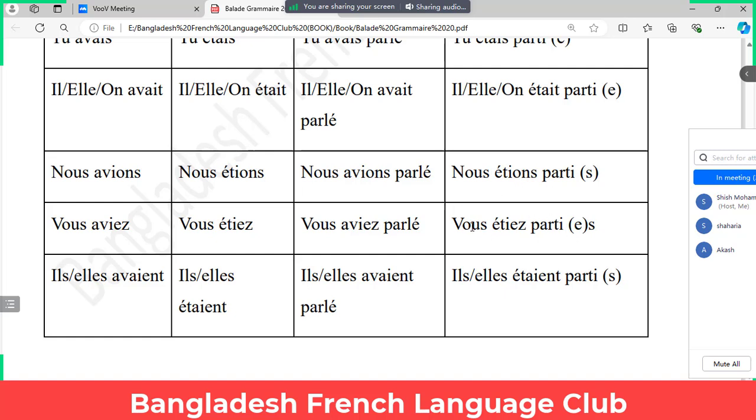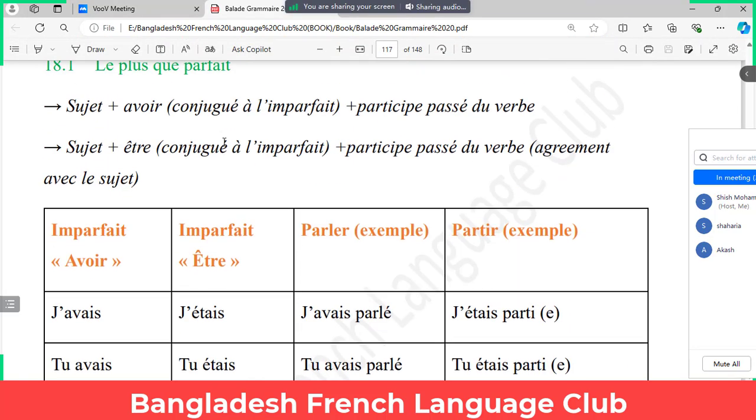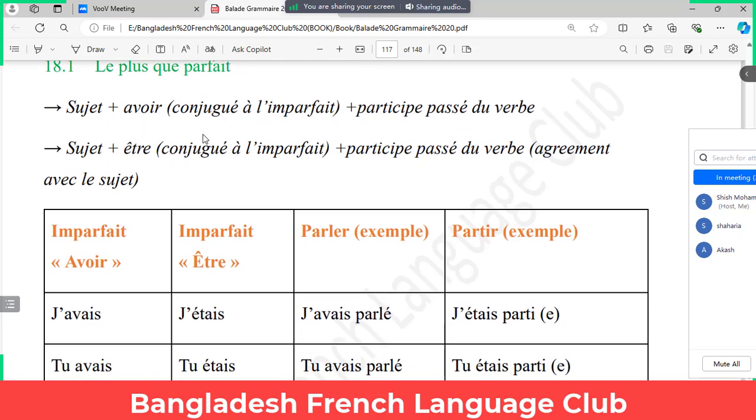And vous étiez partis. Vous is used for singular and plural, depending on the context, like you in English. If vous indicates the plural, then we have to use the s. If it is singular, then nothing is added. And if it is feminine, then e is added. Then ils étaient partis. Ils is plural, so s is added. And elles is feminine plural, so es will be added: e for feminine and s for plural. So this is how we conjugate the plus-que-parfait, the past perfect tense in French.